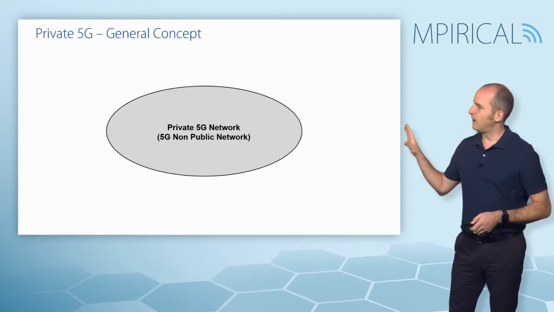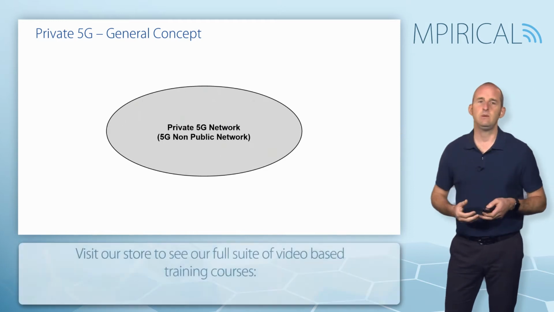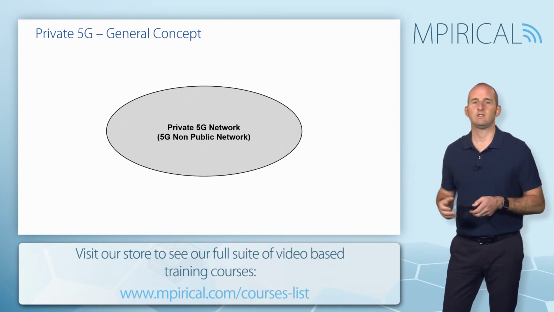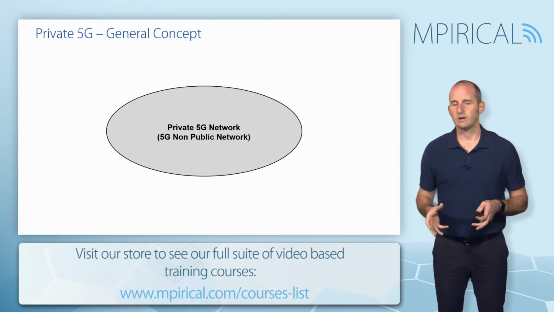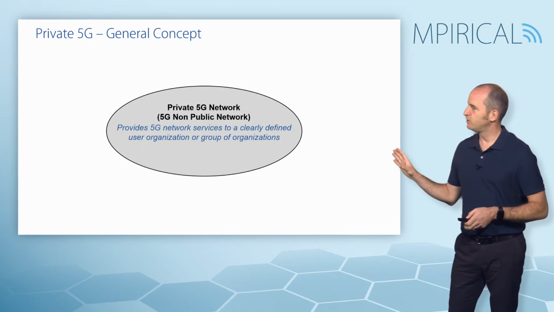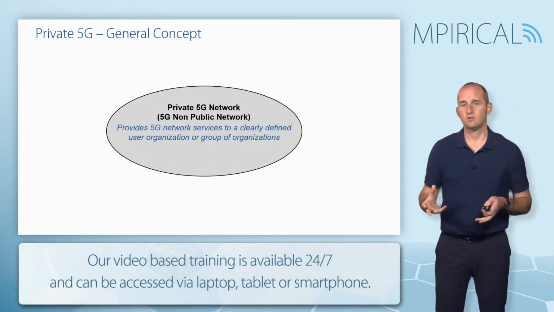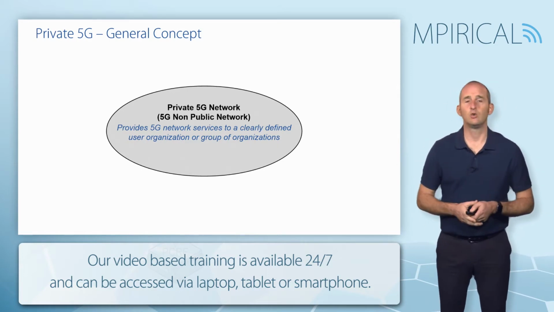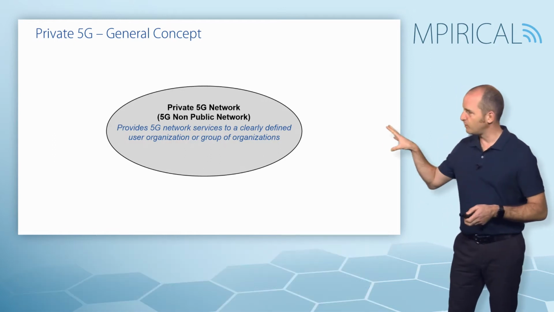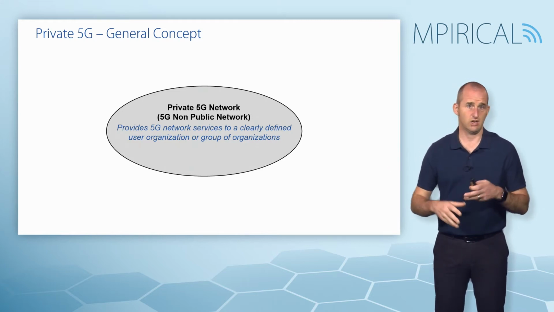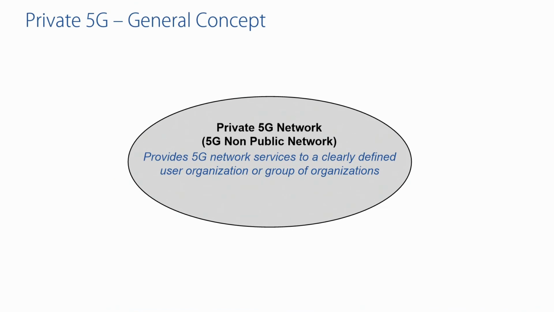So here we have a private 5G network. Now, in the 3GPP's parlance, they've decided to call it a 5G non-public network as opposed to a 5G private network. Now, this private 5G network is designed really to support network services which are directly related to a clearly defined user organization, or maybe even a group of organizations. So there is a subset of entities that will be using this private 5G network, which generally other 5G devices, which might be related to the public network, would not be allowed to use.